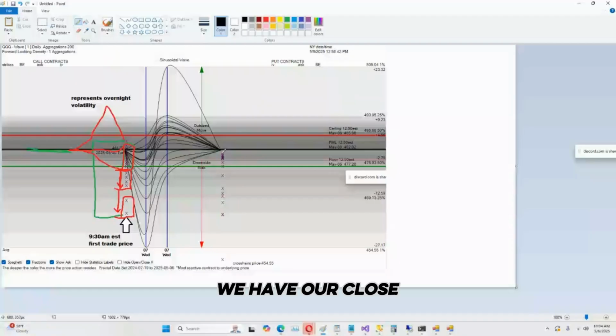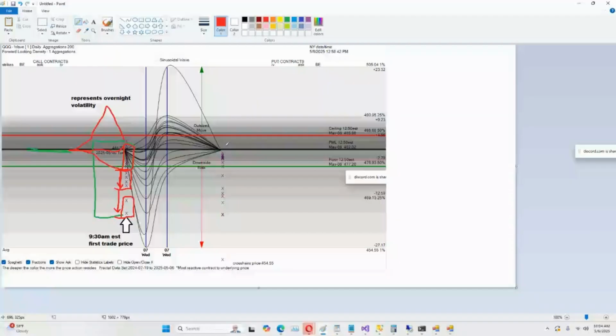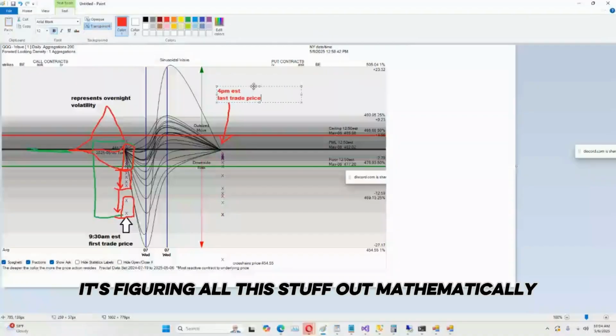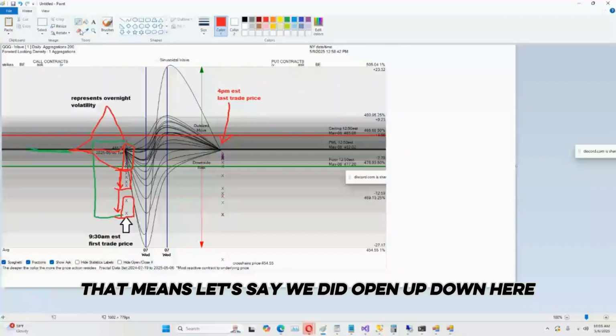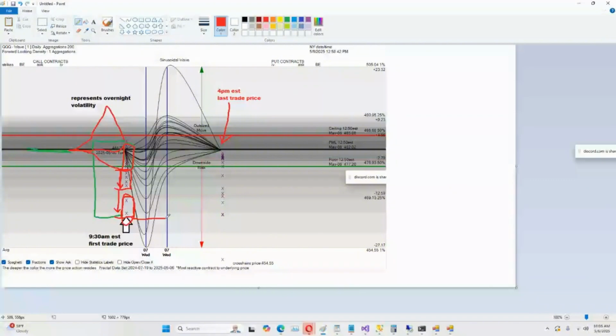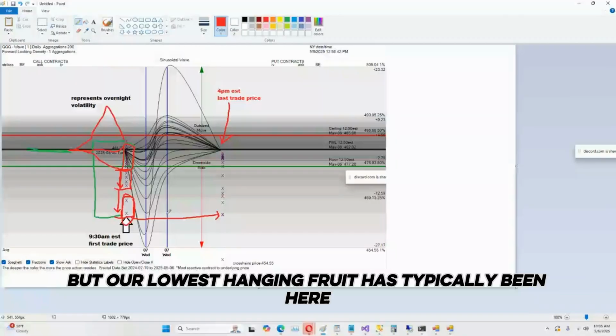We have our close. So this represents 4 p.m. Eastern, last trade price. It's figuring all this stuff out mathematically. It's building a model of what's been happening. That means, let's say we did open up down here. It means our lowest hanging fruit has typically been here. Well, less one. I've noticed there's one that seemed to be down here. But our lowest hanging fruit has typically been here.